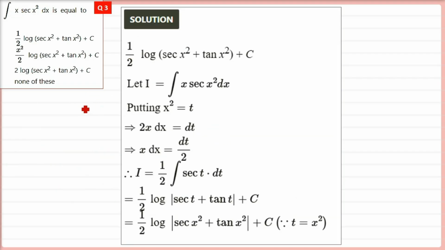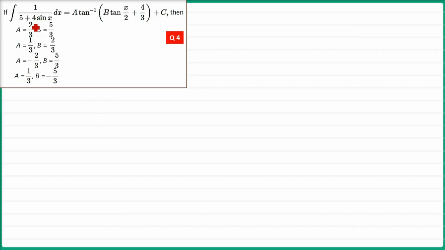Now how to do this? This is the reference for you. You can use it for your future reference. Integral of 1 by 5 plus 4 sin x dx equals to A tan inverse B tan x by 2 plus 4 by 3. That means we need to find out capital A and capital B. Capital C is just a constant of integration. We don't need to worry about it.